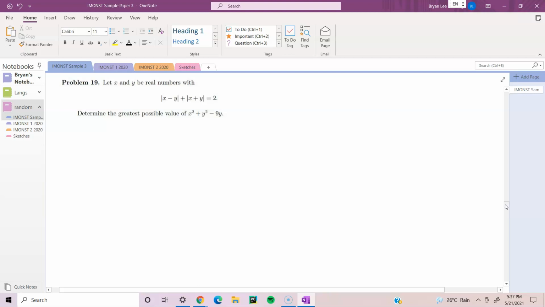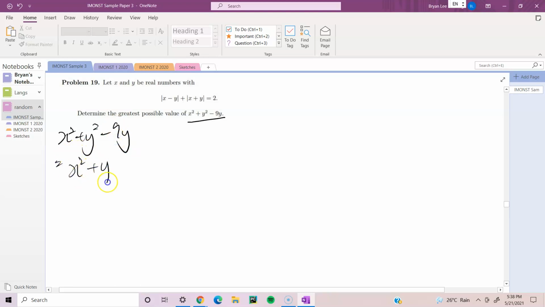Now, let x and y be real numbers with the absolute value of x minus y plus the absolute value of x plus y equals 2. So determine the greatest possible value of x squared plus y squared minus 9y. So what we want to do with x squared plus y squared minus 9y is a bit of altering. If you guys know it, it's completing the square.